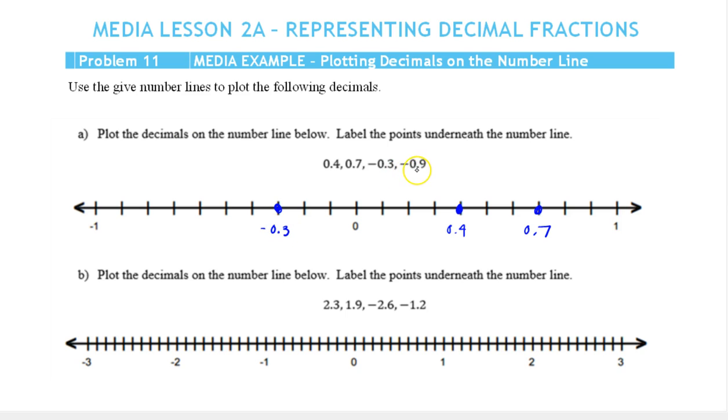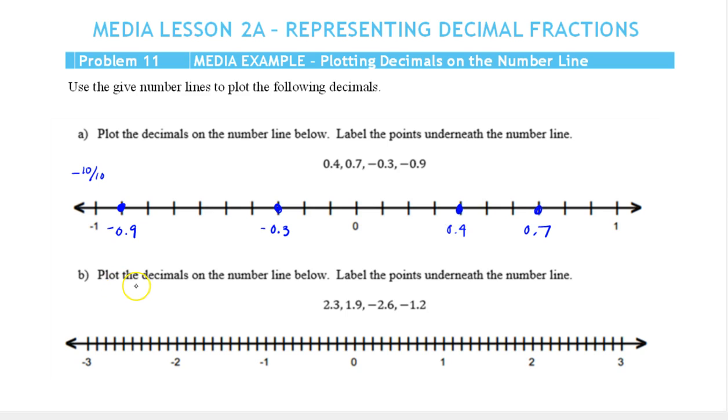And finally, -0.9. So I'm going to show you a trick. It's not really a trick, it's an idea. Notice that -1 would be -10/10. So instead of counting all the way to 9, I'm going to know that this is -1, and 1/10 less is -0.9. So sometimes you could do that. Notice here this would be 10/10, 9/10, 8/10, 7/10. So you can count backwards so you don't have to count as much.